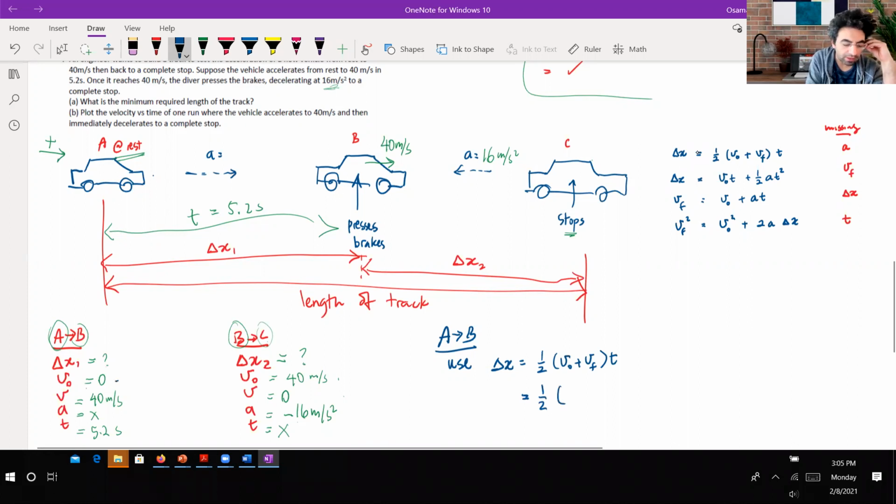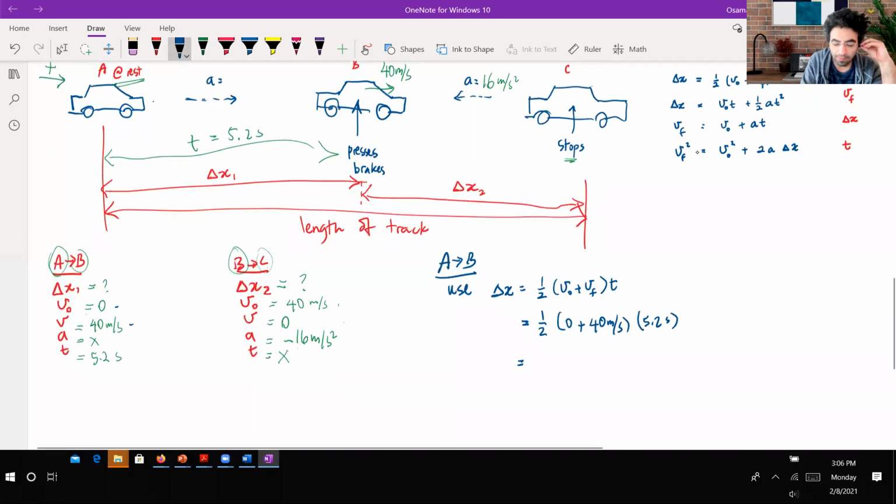The initial velocity is 0. The final velocity is 40 meters per second. And the time I'm given is 5.2 seconds. So I can just say that this is 2.6, 2.5 will give me 100, and the 0.1 will give me 4. So this is 104 meters. Okay, so this part here is 104 meters.